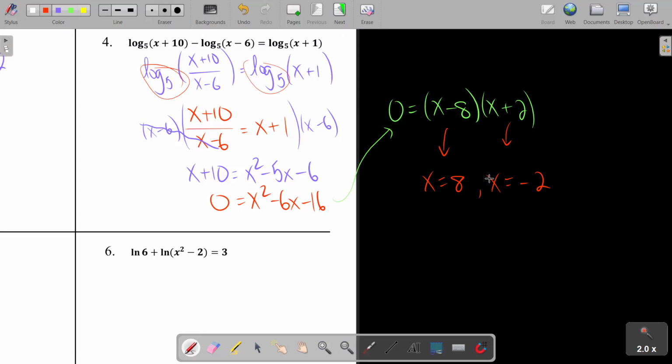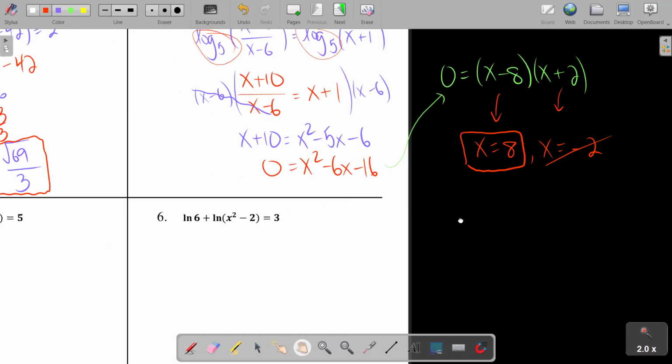And if you put 8 in, you'll encounter no problems. So he can have a box. If you put in negative 2, you will encounter a problem in both of the arguments up here that I'm circling in red. They will both produce an issue because you get negative log arguments, which, as you know, is not allowed. So you're going to cross that one out.